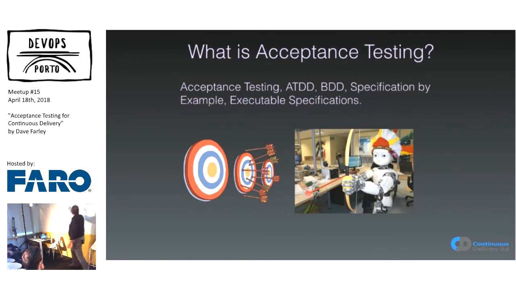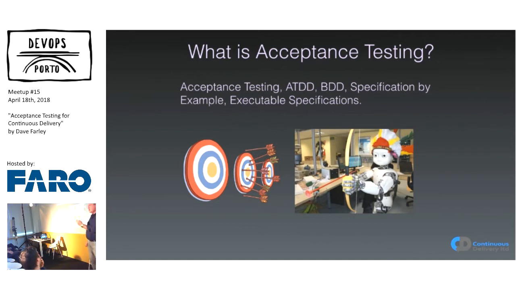The tools in that space are largely at the level of acceptance testing. It's largely where they work best. Specification by example, a great book by a friend of mine, Gojko Adzic, talks about some of these concepts from a slightly different angle, and executable specifications.